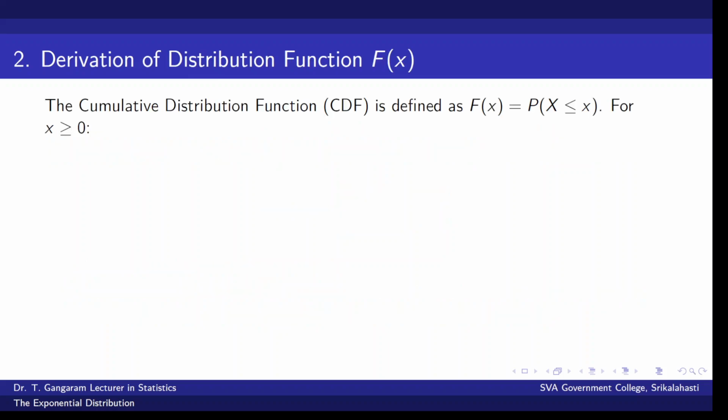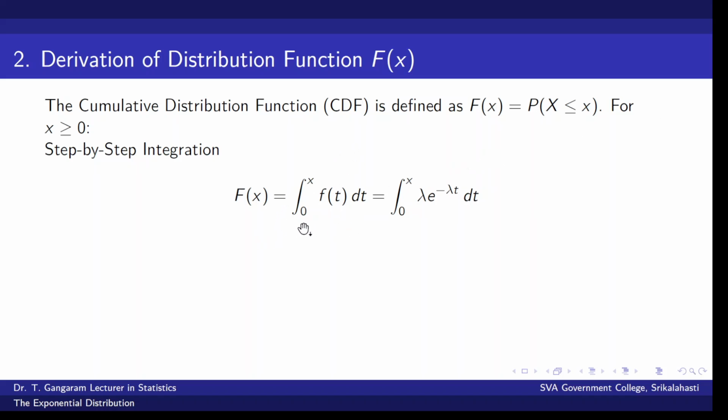Derivation of the distribution function of the exponential distribution. The cumulative distribution function, CDF, or F of x is defined as capital F of x is equal to the probability of capital X less than or equal to x, for x greater than 0. F of x is equal to the integral from 0 to x of f of t dt. Instead of f of t, we can use lambda e power minus lambda t dt.